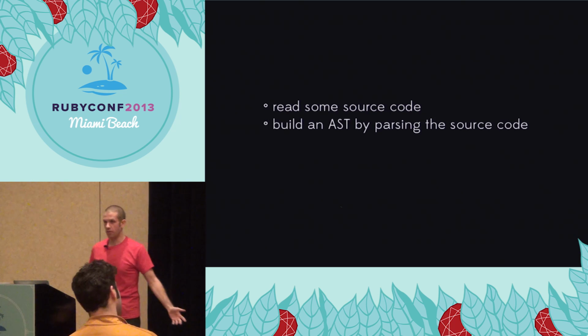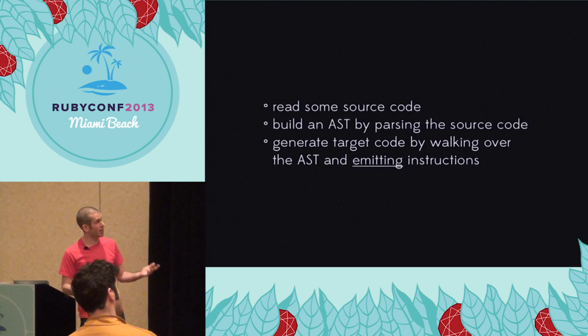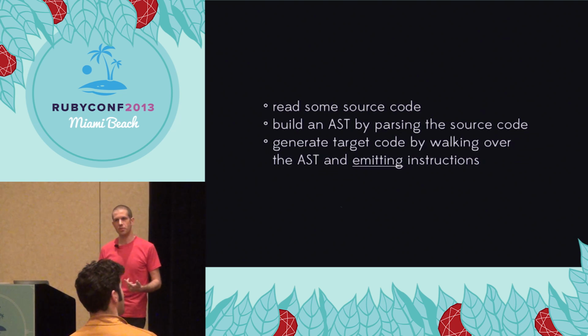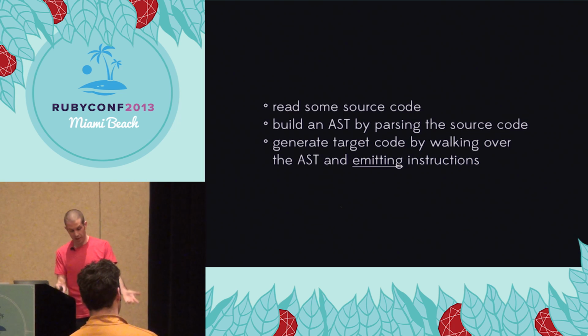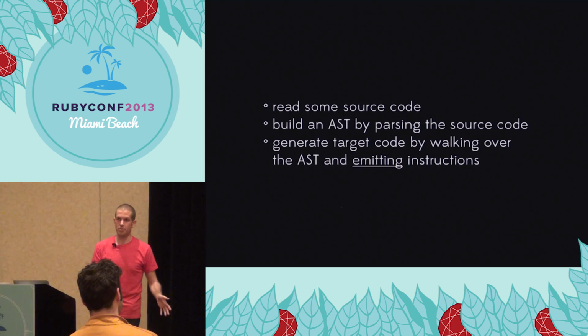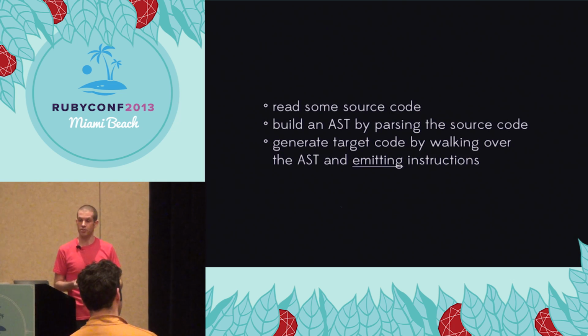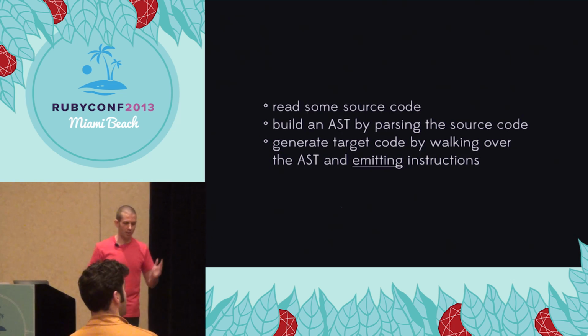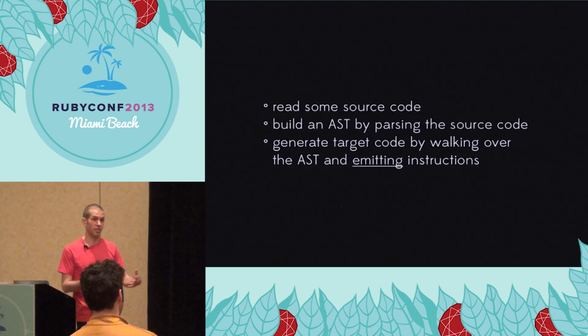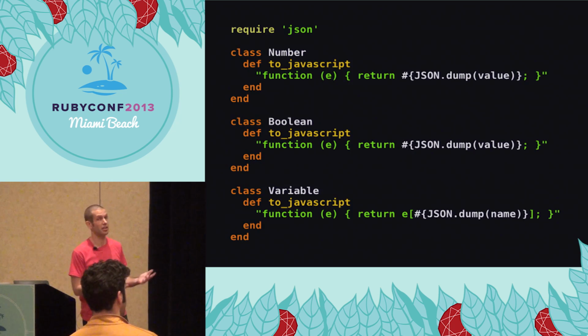They read some source code, and then they build an abstract syntax tree by parsing the source code. But then they do a different thing, which is rather than perform the instructions they find in the abstract syntax tree, they generate some target code by walking over the abstract syntax tree and emitting some instructions as they find them. So I don't have time to go into any detail of how to do this properly, but I am going to show you an example.